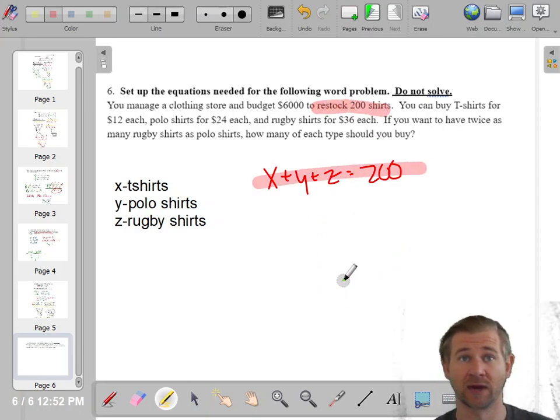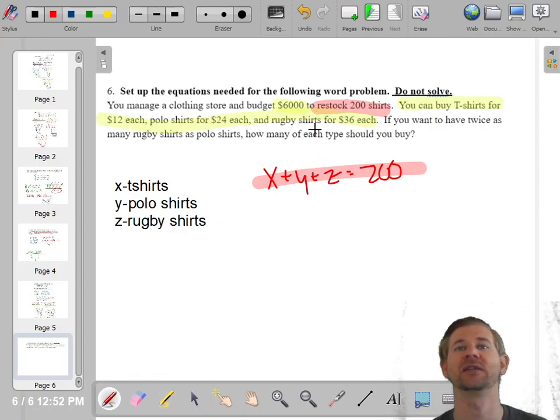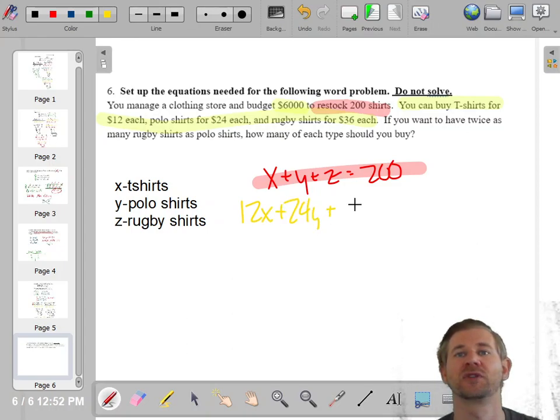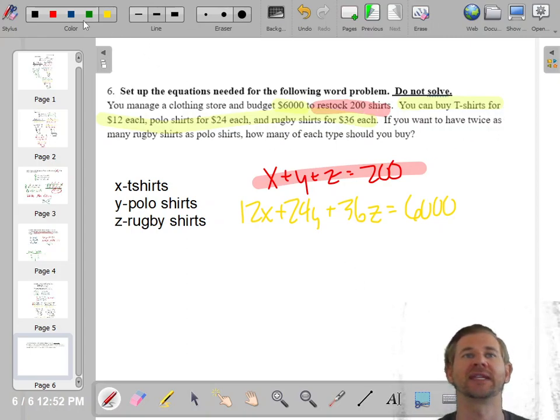Okay. What else? Money equation. T-shirts for 12, polos 24, rugby's 36. Those are usually easy. We have $6,000. So it is $12 per t-shirt. I'll do it in yellow. $12 per t-shirt plus $24 for polo shirts and $36 for rugby shirts, and they total up to $6,000. That's my yellow equation.